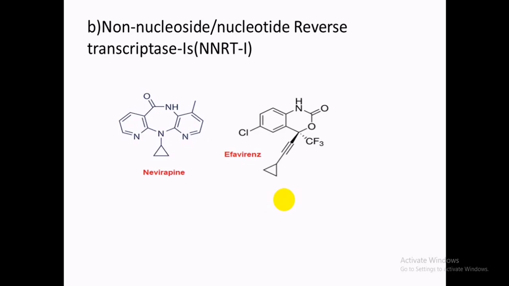Both have a mechanism of action that binds directly to HIV-1 reverse transcriptase, resulting in inhibition of RNA and DNA-dependent polymerase activity. The binding site of non-nucleoside reverse transcriptase inhibitors is near but distinct from that of nucleoside or nucleotide reverse transcriptase inhibitors.